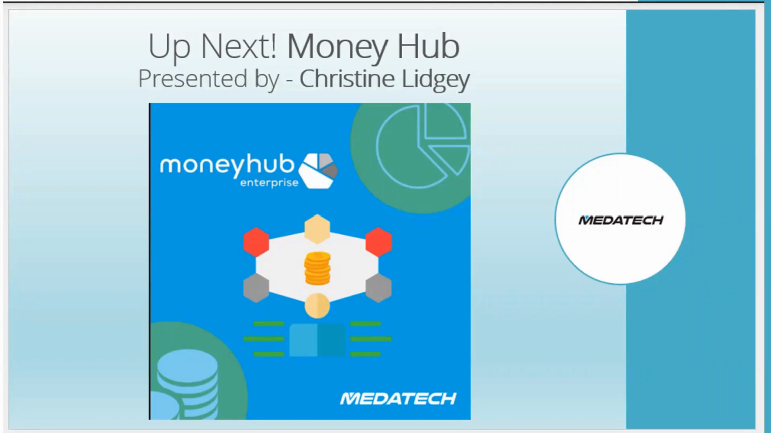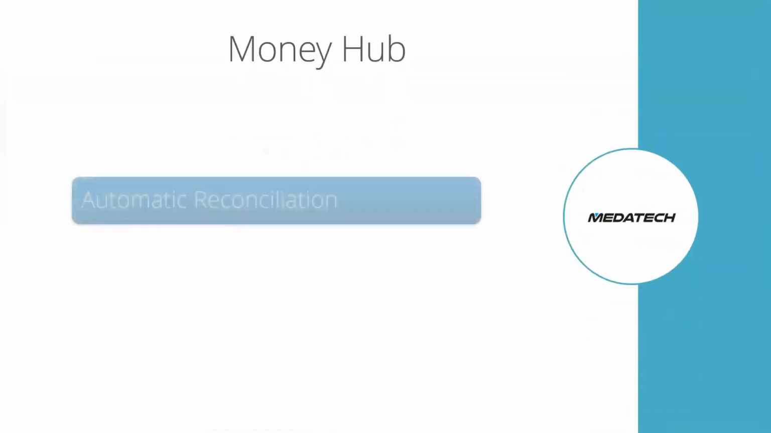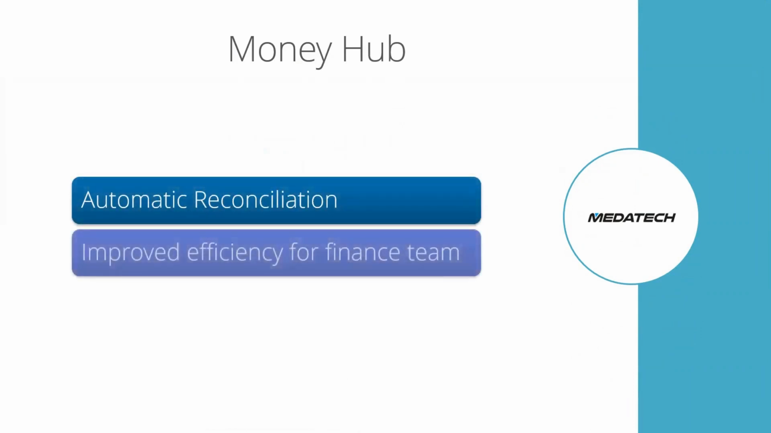I'm Christine, Head of Customer Services at Medatech. I'll take a few minutes today explaining the exciting new Moneyhub integration and the automated statement feature. The Moneyhub tool is an integration that seamlessly ensures that you have a constant feed of your bank statement within Priority, and it's using technology called open banking.